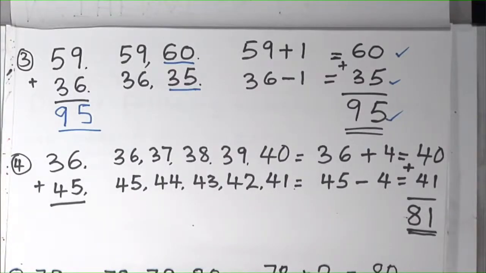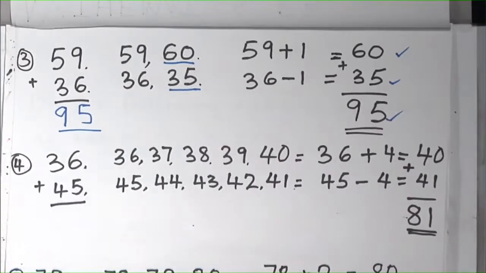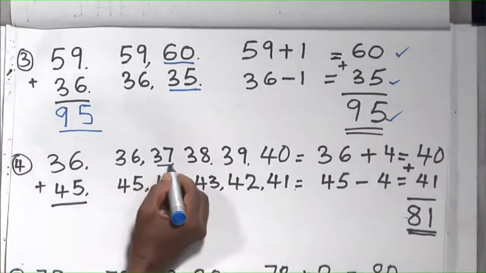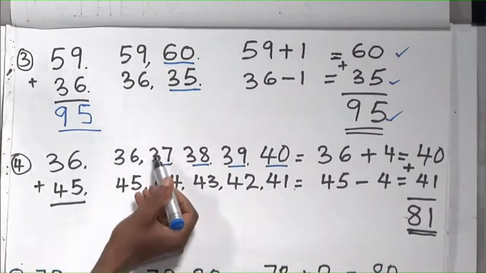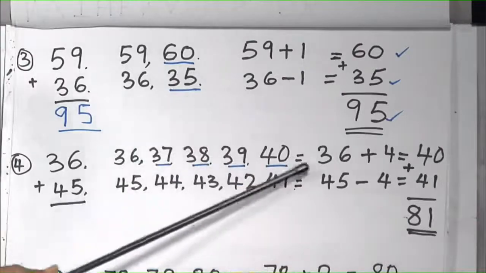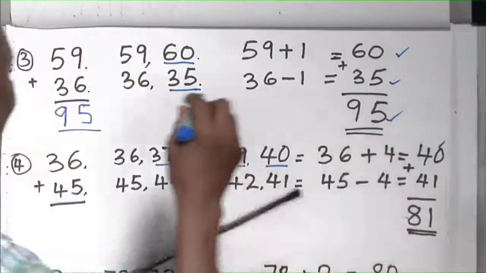Then we go to question 4. 36 plus 45. 36, to get to the number which ends in 0. Let's count. 36, 37, 38, 39, 40. How many numbers? 1, 2, 3, 4. 4 numbers. So that will give us 36 plus 4, and that will give us 40.